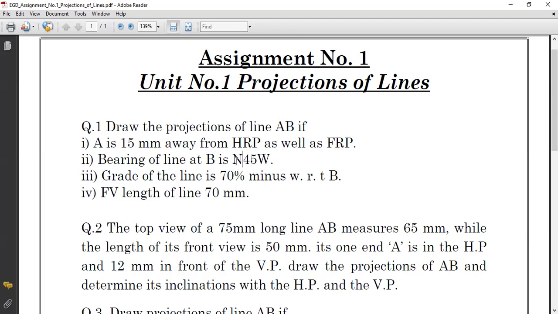45 E. S45 E with respect to A in the problem. We just have to convert it with respect to A. Similarly, the grade: how can we convert a grade with respect to A? It is given as minus with respect to B. With respect to A, it is positive. It is only plus. Otherwise, nothing else is there.